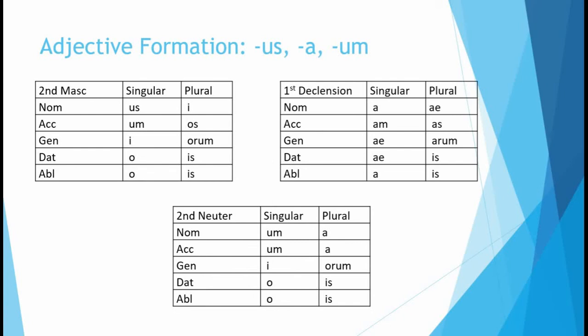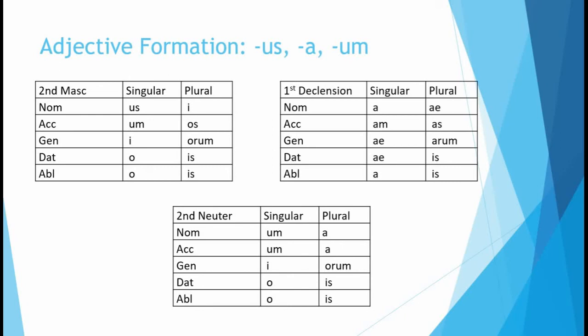Adjectives are formed in a few different ways. The worst way that adjectives are formed is when they're third declension, but when they're first and second declension, it's dead easy, okay, because we already know these. So we call these particular adjectives us, a, um. For example, bonus, meaning good, okay, this declines in the same way as second declension masculine, first declension, and second declension neuter nouns.